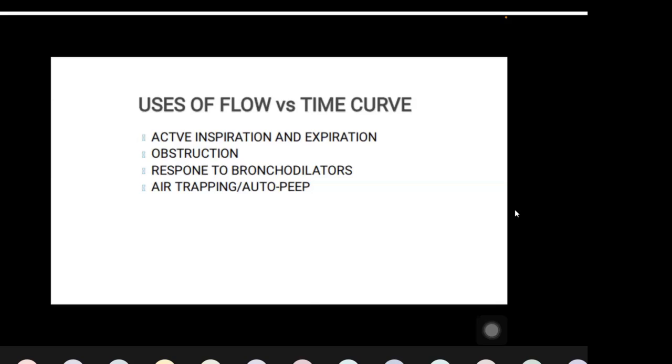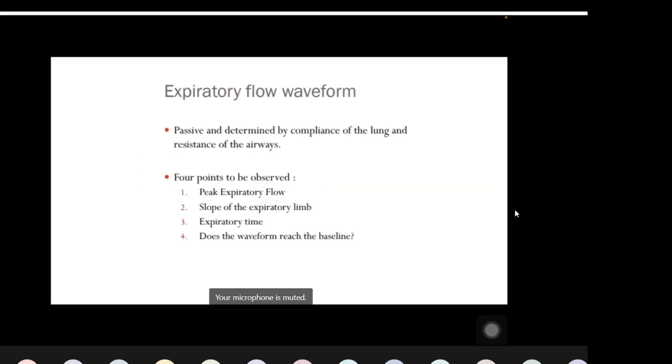Now, what are the uses of the flow versus time curve? One is we can identify active inspiration and expiration, look for airway obstruction, assess the response to bronchodilators, and look for air trapping and autopeep. Expiration itself is a passive process, determined by the compliance of the lungs and resistance to airflow. So the 4 points we have to observe during an expiratory limb: expiratory flow, peak expiratory flow should be assessed, slope of expiratory time, and whether the waveform has reached the baseline.